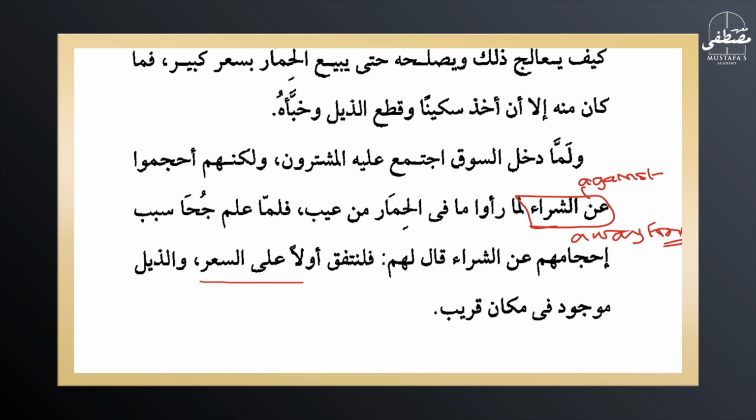فلنتفق أولا على السعر. على, see, على means on, and سعر means price. We agree on the price. Now I'm not trying to give you the meaning of the text, but actually I'm trying to show you how it is used in a text like this. Let's see if we can find anything in the Quran as well for those ones.